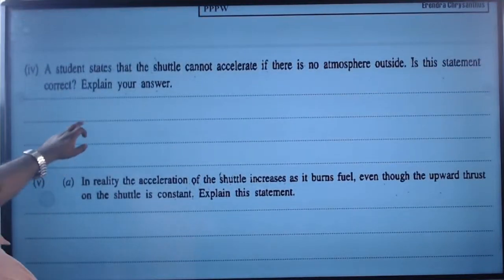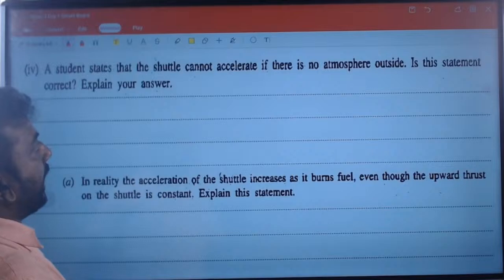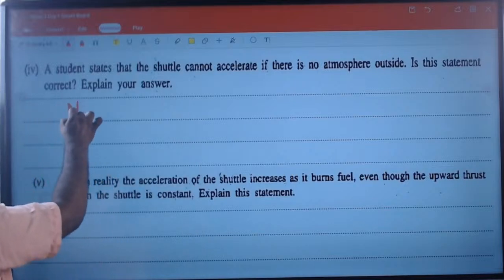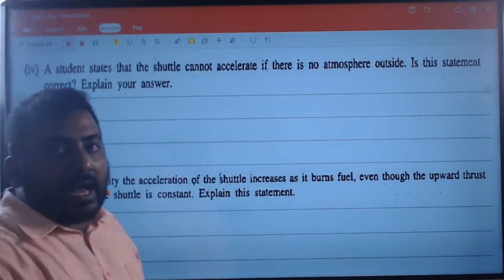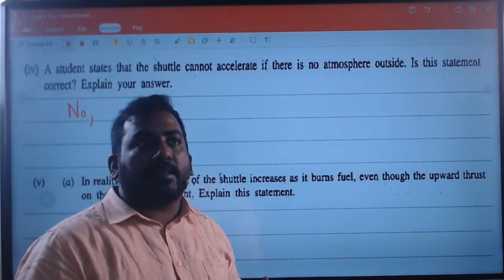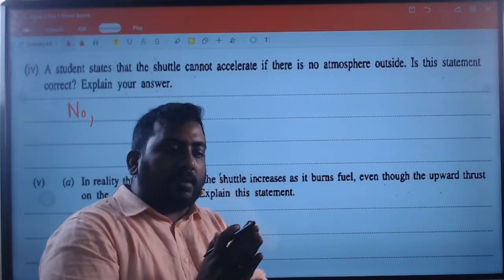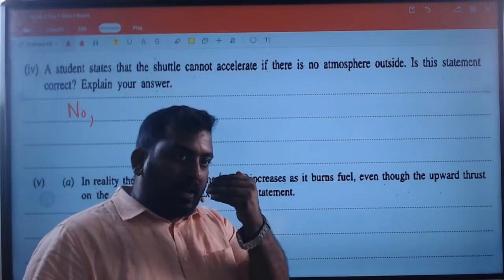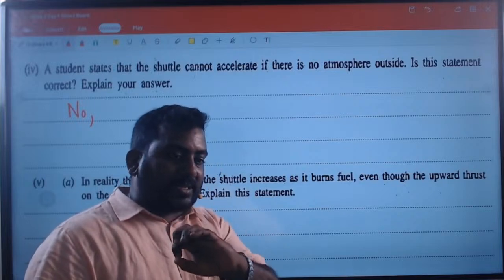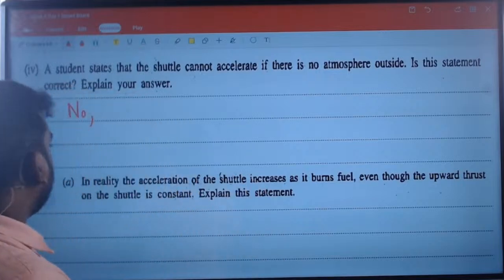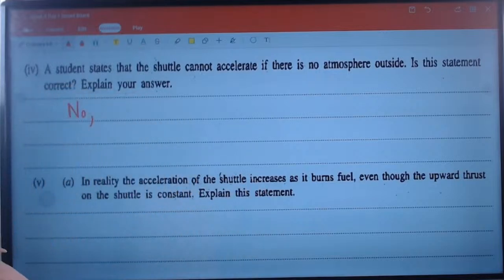A student states that the shuttle cannot accelerate if there is no atmosphere outside. Is the statement correct? No. How is the acceleration taking place? When the rocket is burning fuel, fuel is burnt and pushed outwards, and the action-reaction acts in the opposite direction. So, is this statement correct? The answer is no. Why is that?